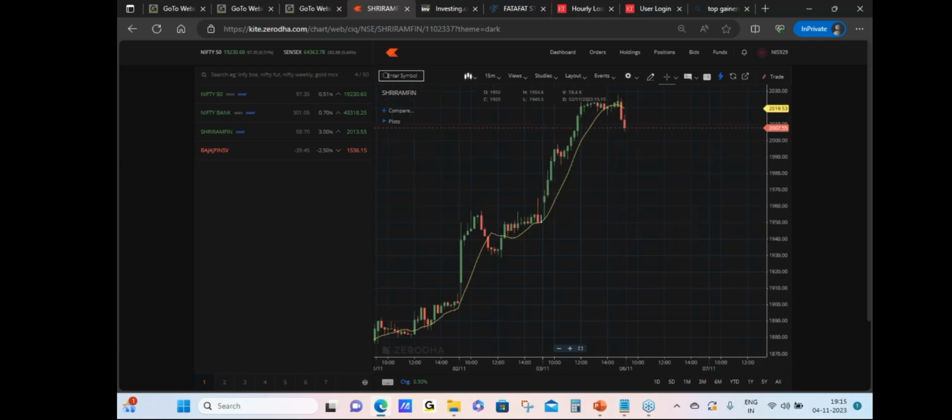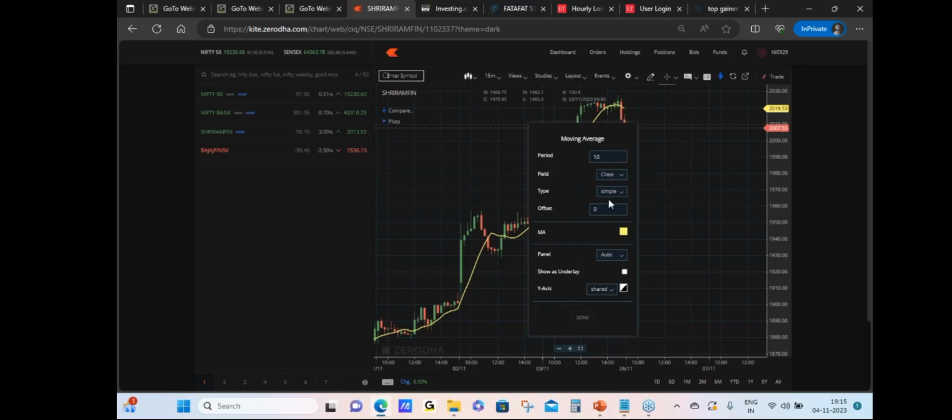So, is that clear? Period is 10. You don't have to change anything here. Change the color and the period as 10. That's it. By default, it is simple moving average.